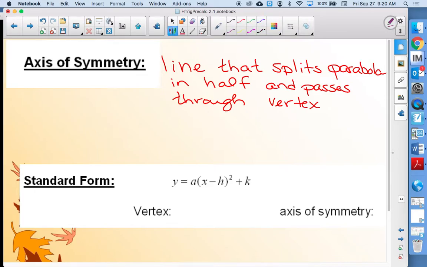Our axis of symmetry is a vertical line. And because it's a vertical line, it is going to be in the form x equals something. So, thinking in your brain, question of the day. There is a little formula about how we calculate the axis of symmetry. It's a fraction. Does anybody remember how to calculate the axis of symmetry?